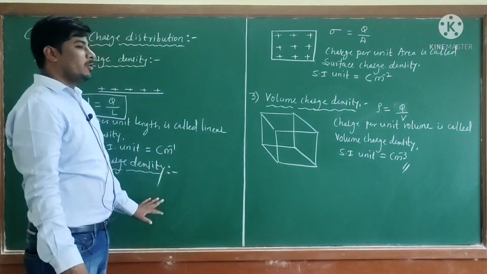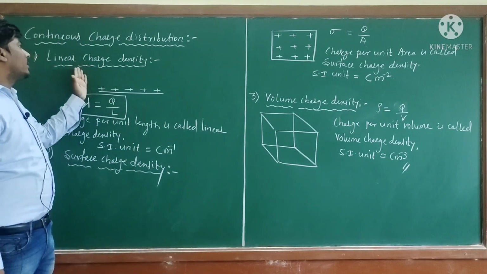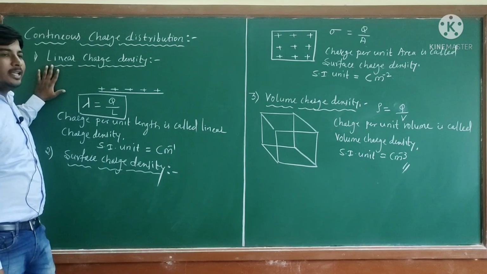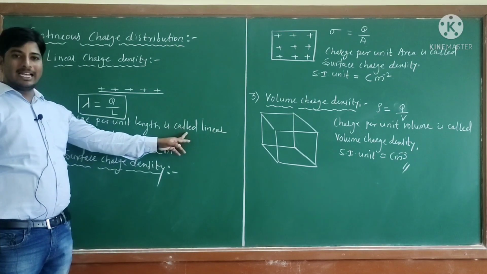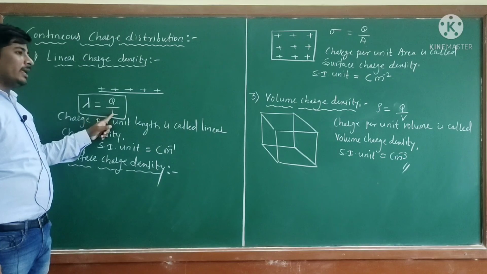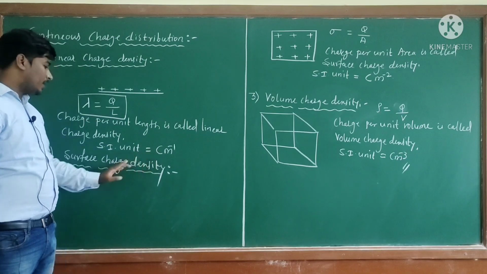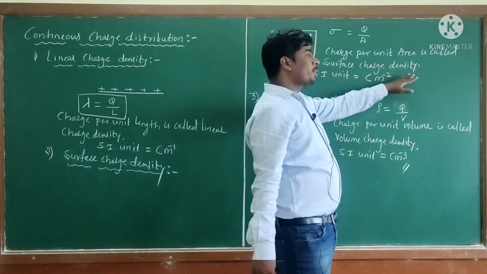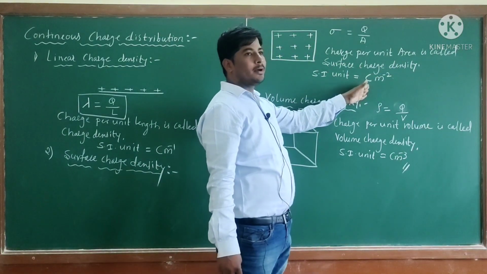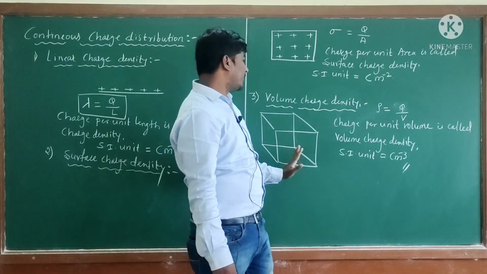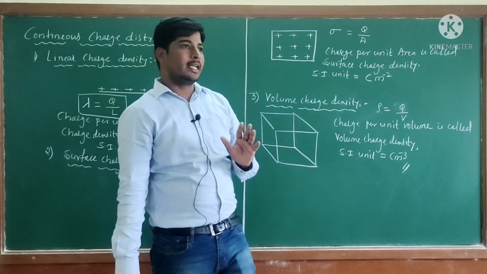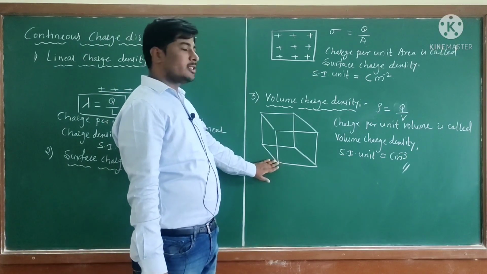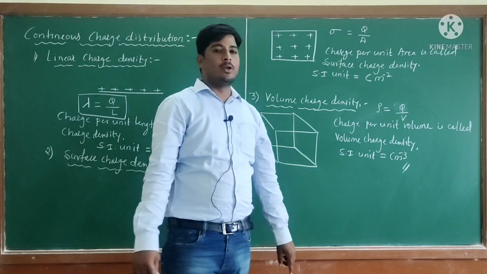Right? So these are the three types of the continuous charge distribution. One is linear charge density. It is charge per unit length, that is Q divided by L. SI unit is coulomb per meter. Second is surface charge density, that is charge per unit area. SI unit is coulomb per meter square. And the third one is volume charge density. This charge per unit volume is called the volume charge density. Its SI unit is coulomb per meter cubed.